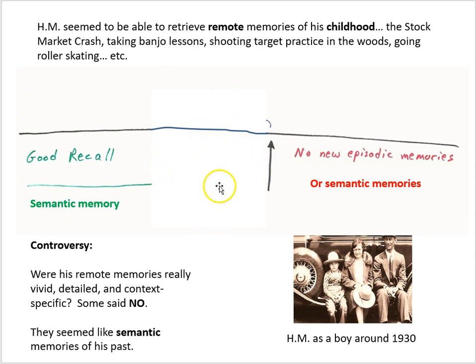Now you'll notice there's a gap here in this diagram. So again, the arrow was the time of surgery, can't make new memories, episodic or semantic, seems to have good retrieval for remote semantic memories and possibly remote episodic memories. But what's this gap here? Well, what scientists did was they started to ask H.M. whether he knew about recent events in the world. And they asked him questions about episodes that happened at progressively more distant times in the past. And they found an interesting pattern.